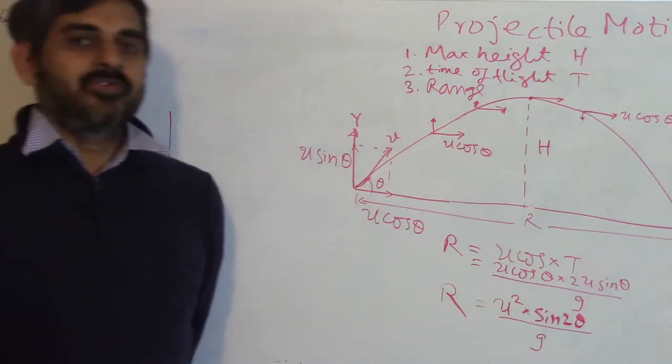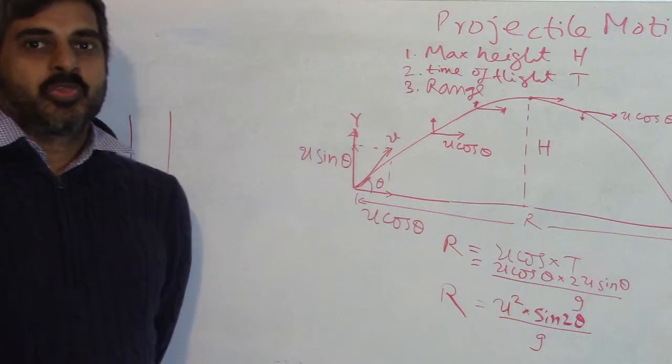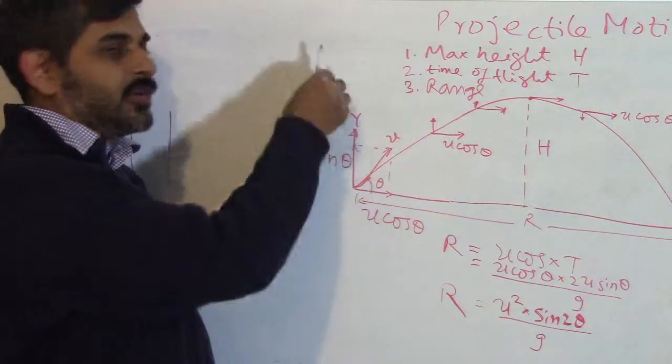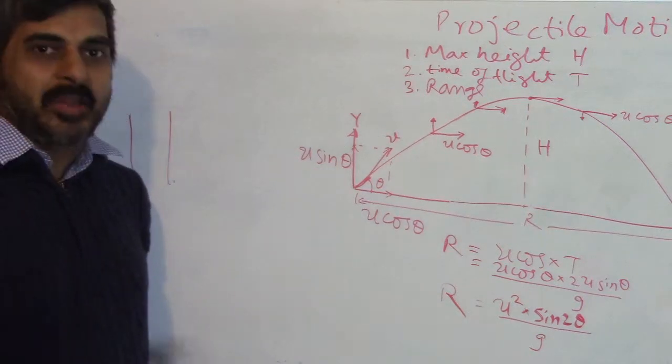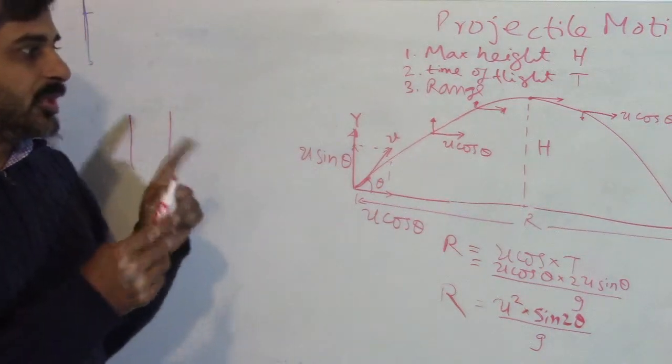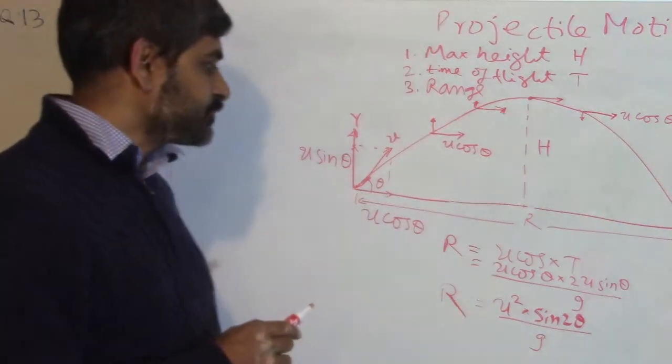So we have derived all those three formulas using a very simple principle of resolving the velocity in vertical and horizontal directions, and lastly combining the time. Both the vertical and horizontal movements are combined by the time.